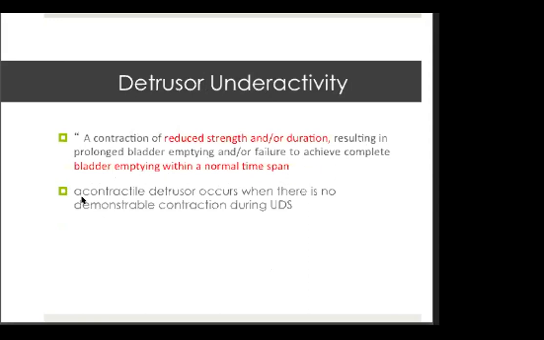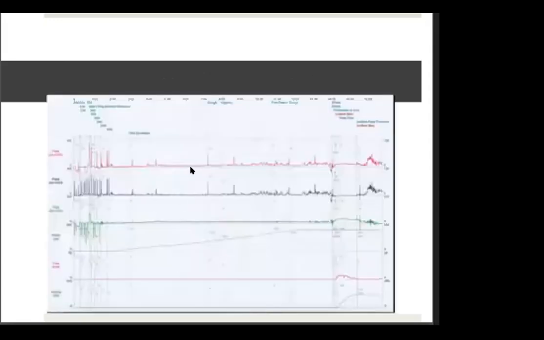So an acontractile detrusor occurs when there is no demonstrable contraction during urodynamics. This is a urodynamic tracing of a male patient with detrusor underactivity. During the voiding phase, the Qmax was 8, and the PDET at Qmax was 30.